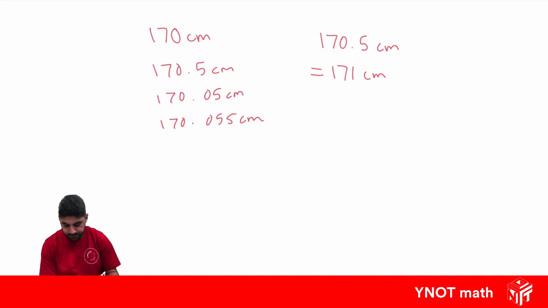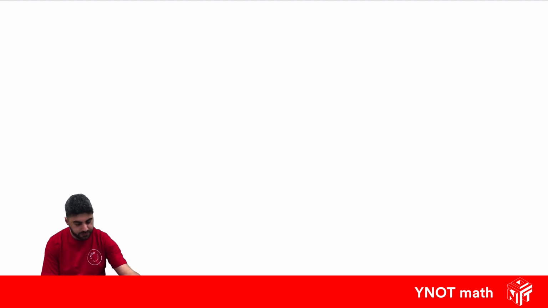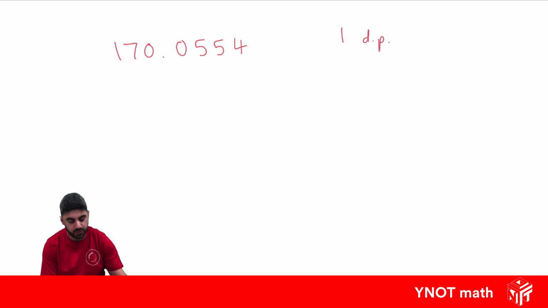Let's have a look. So if we had 170.0554 and we wanted to round this to one decimal place. So I'm going to write DP for decimal place. How do we go about it? So one decimal place means we only want one number after the decimal point.